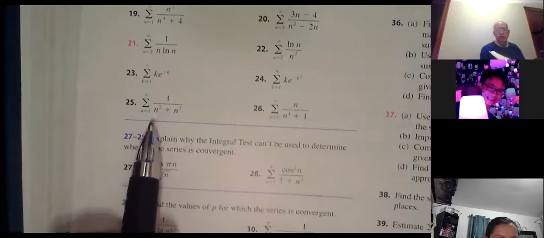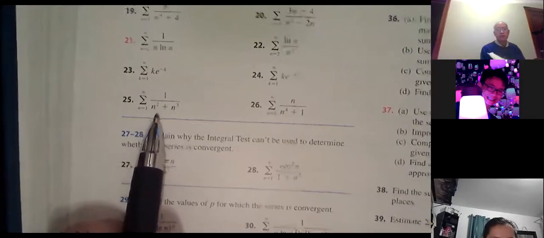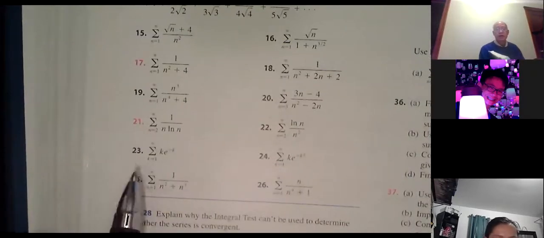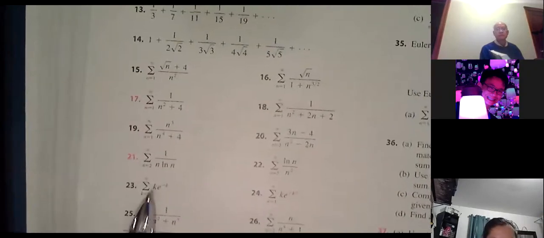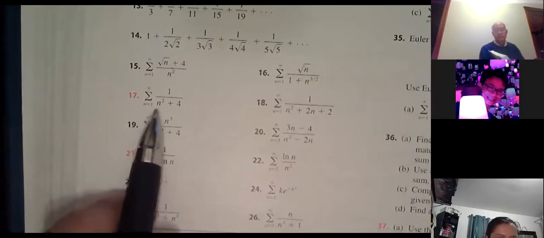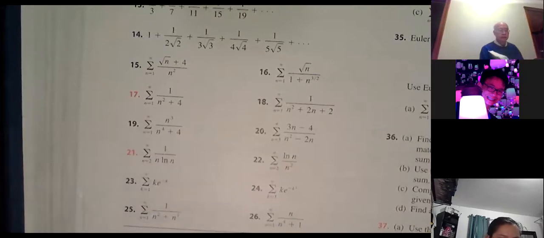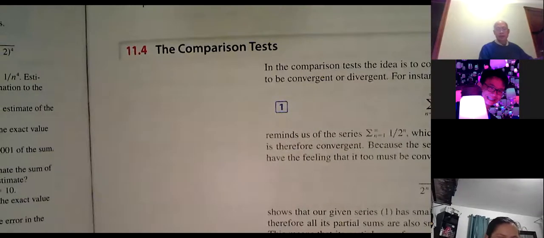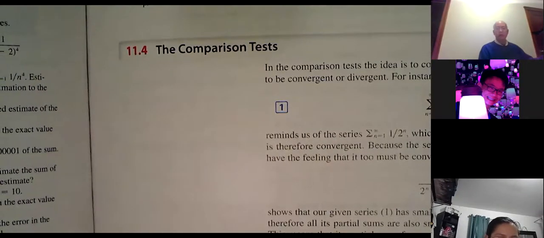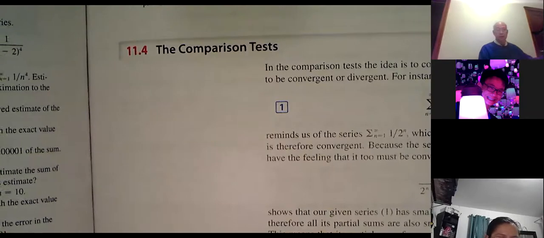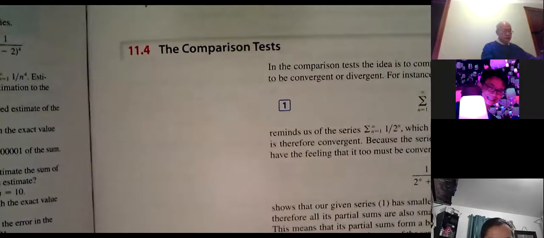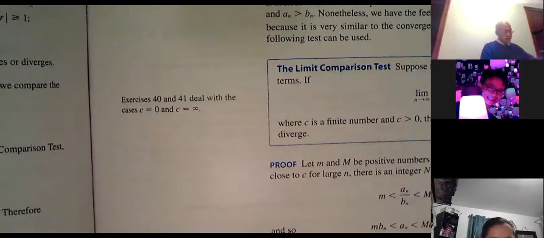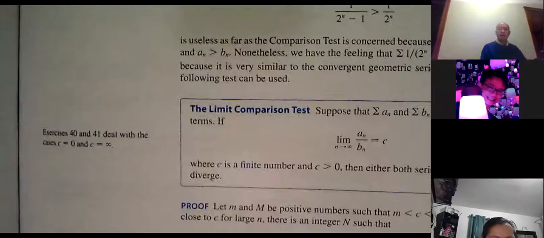The comparison test works well with something like 25 also, and 17, the comparison test would work for that also. But we'll get that next time. 11.4, the comparison test. There's actually more than one comparison test. One of them is called the comparison test, but there's another one, just to whet your appetite, so to speak. The other one is called the limit comparison test. That's on page 729.